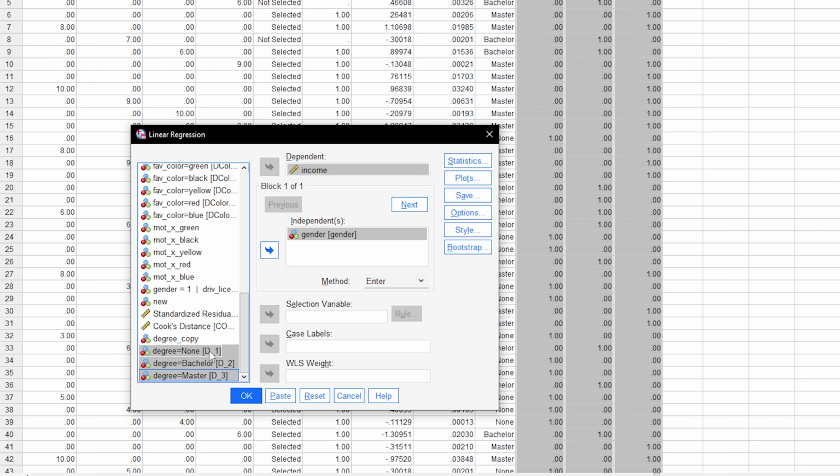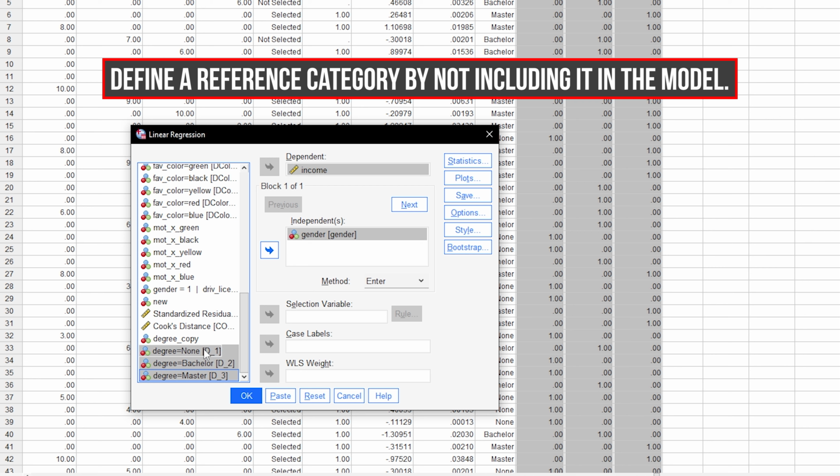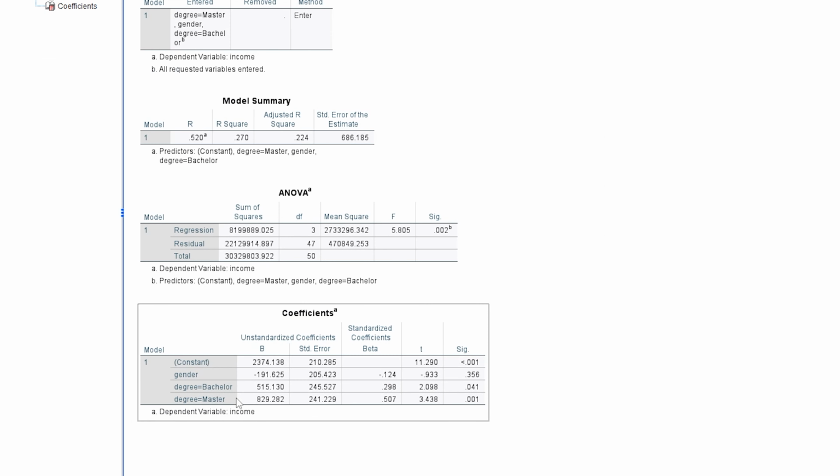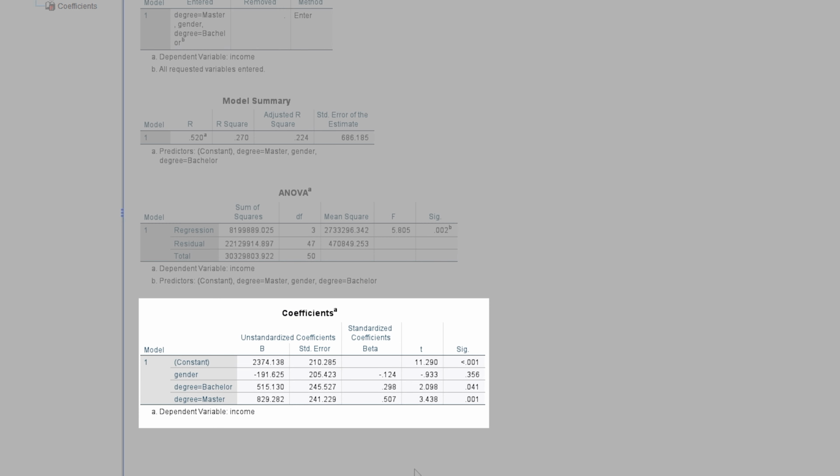More precisely, the reference category or reference group. If I want to see the difference between the income of people with a bachelor compared to no degree, or masters compared with no degree, I will waive the dummy variable representing no degree. Hence, only the dummy variables for bachelor and master are entered into the model. The interpretation is straightforward. I will ignore in this video the F-test and model fit and only focus on the coefficients table. Let's start with the gender variable.